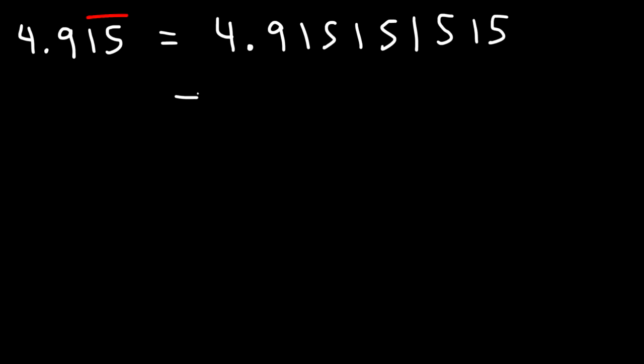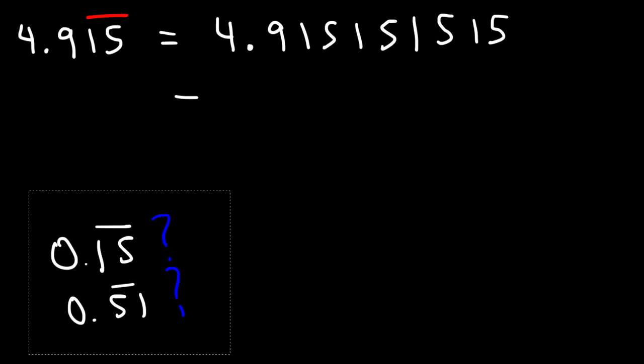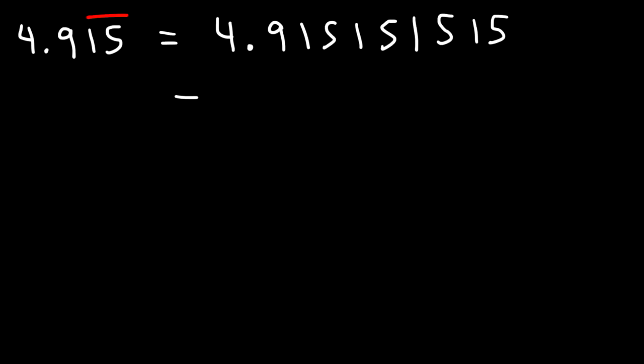Now what should we subtract this number by? Should we subtract it by 0.15 repeating or 0.51 repeating? What would you say? Which one is it? Well, let's find out. So what I'm going to do is write the numbers from right to left. So since I have a 5 here, this needs to be a 5. And so forth. They have to match.